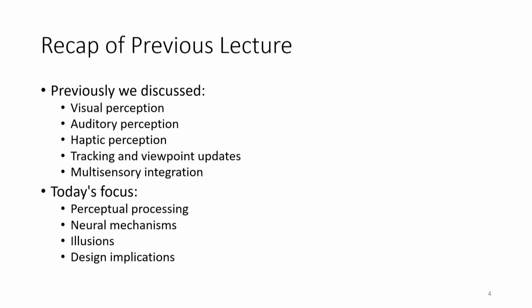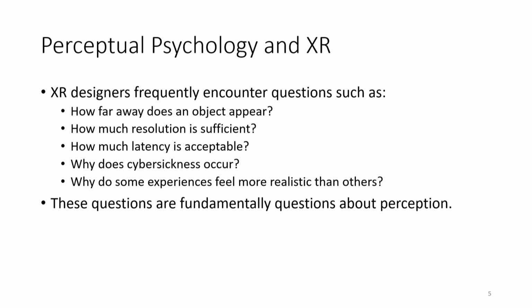Let us recap the previous lecture. Previously, we discussed visual perception, auditory perception, haptic perception, tracking and viewpoint updates, and we also talked about multisensory integration. Today, we will focus on perceptual processing, neural mechanisms, illusions and the design implications. Let us first try to understand perceptual psychology and XR.